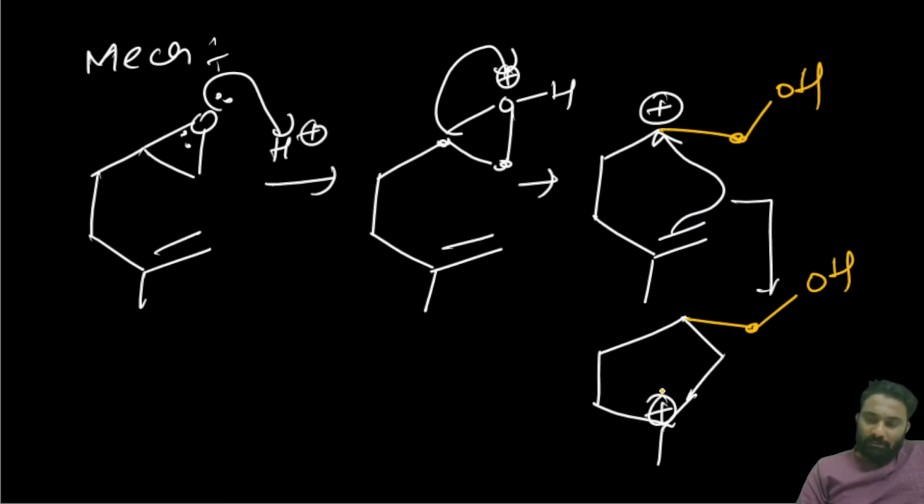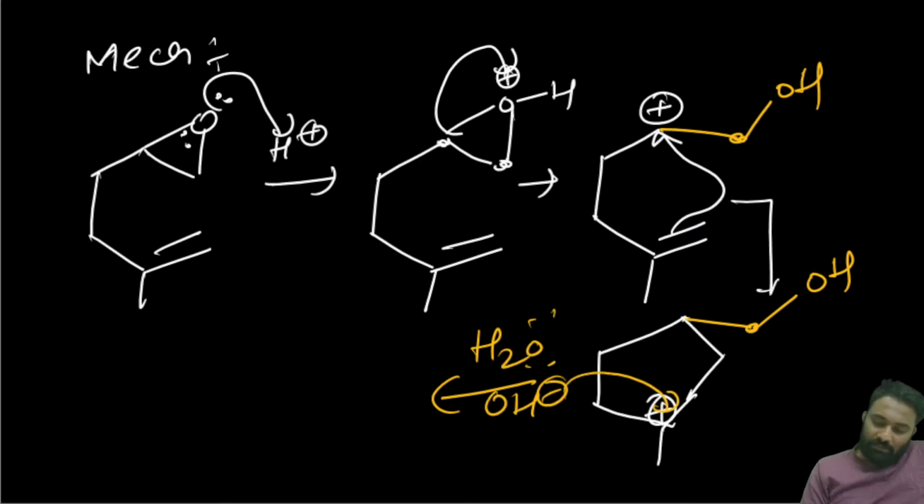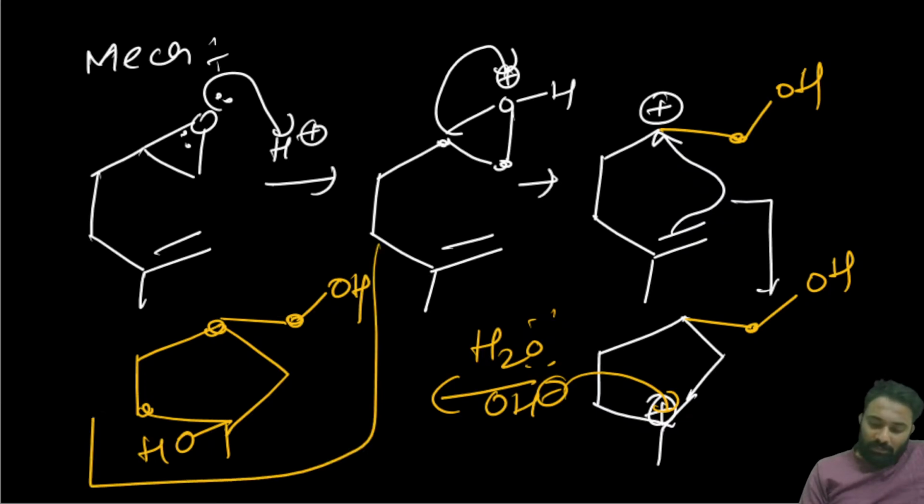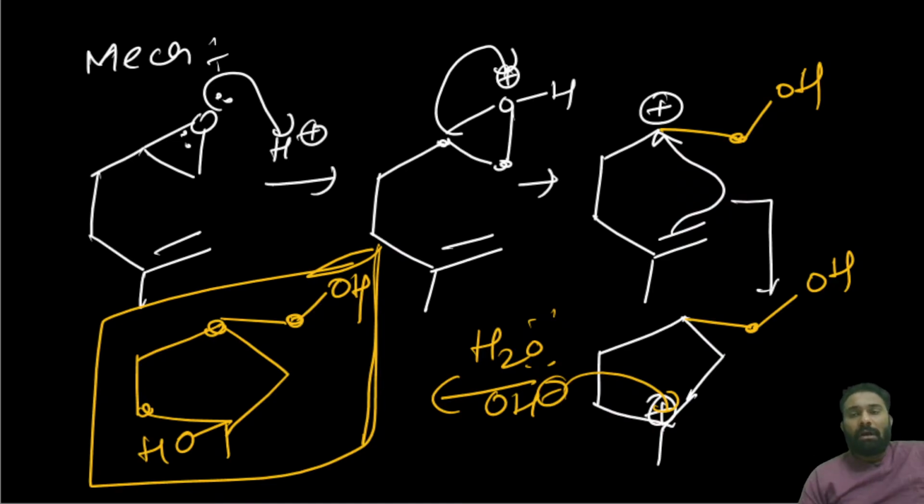Here it will get the carbocation. Again we have the H2O. From the H2O, OH minus will be there. That OH minus will go and attack. Clear? Here the OH, here the carbon, here the OH. Then this is the final product in the reaction. Clear? This is one advanced question based on addition of H2O.